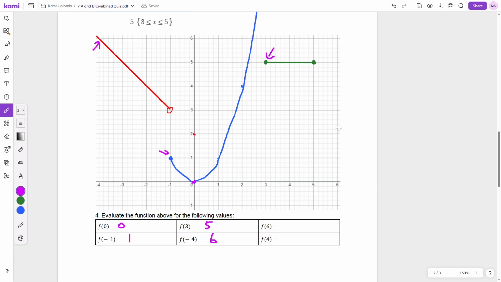F of 6 is not there. D and E. Does not exist. F of 4 is right here. This point right here, and that is 5.